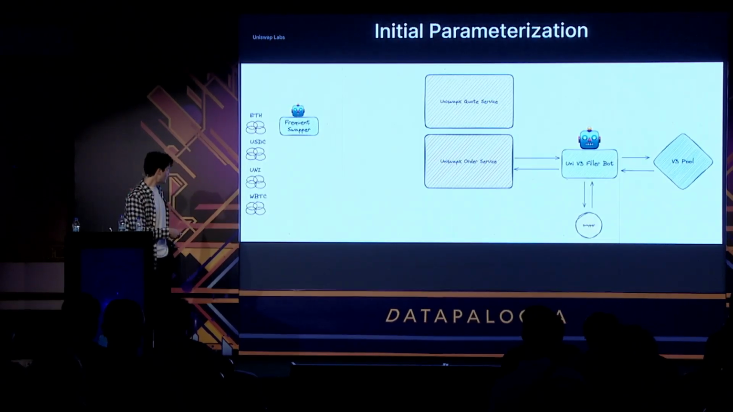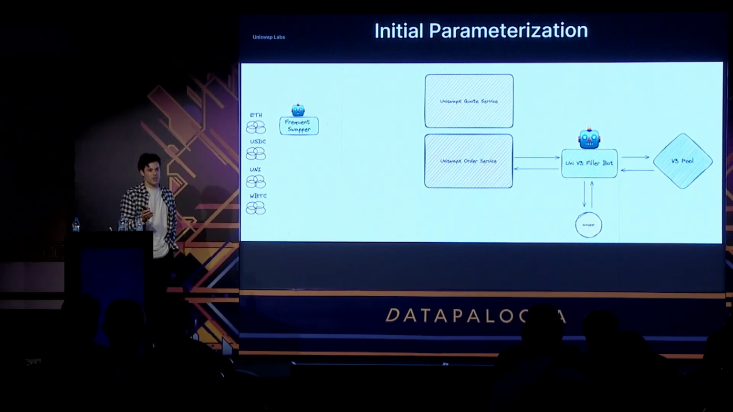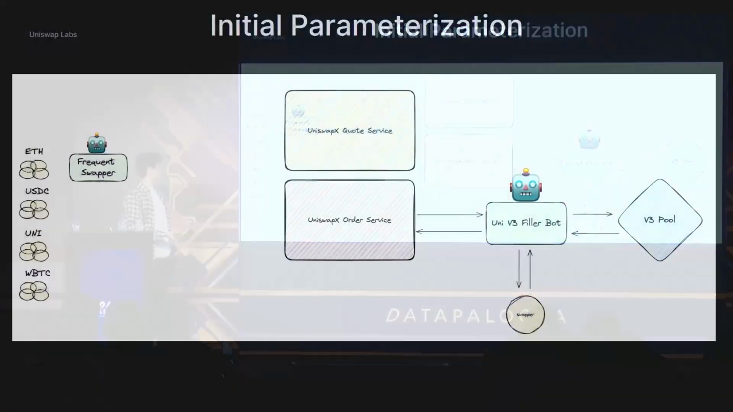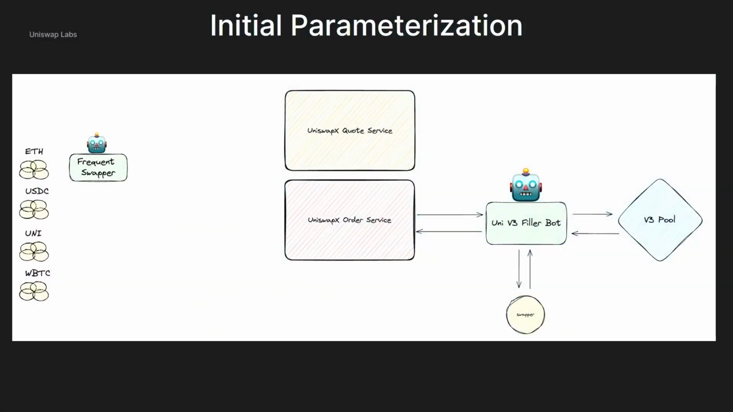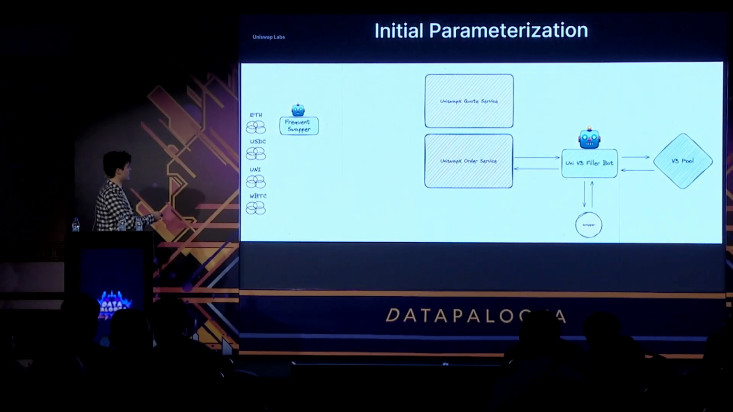All right, and then the last bit was simulating swappers. We weren't going to ship this out to real users, and I can only sit there and click the button so many times. So we built this thing called a frequent swapper bot, and essentially what it does is it just copy trades real on-chain swaps. So in this example, you would load it up with ETH, and then it looks on-chain and sees, okay, what are people swapping with ETH right now? So they're swapping ETH to USDC.